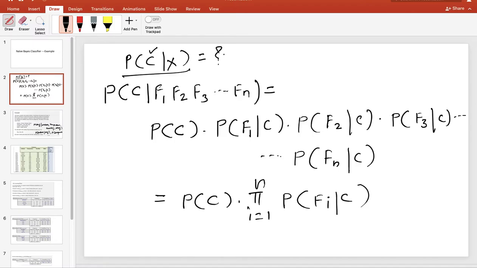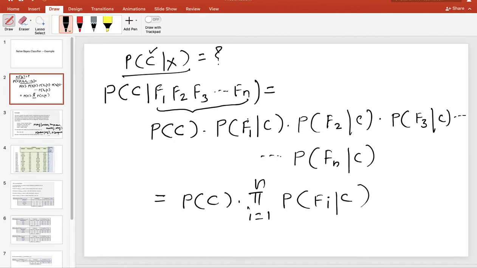For that we are computing the probability of C given x. This data point x may have various features, f1, f2 up to fn. So the problem turns into: given these features, what will be the class?